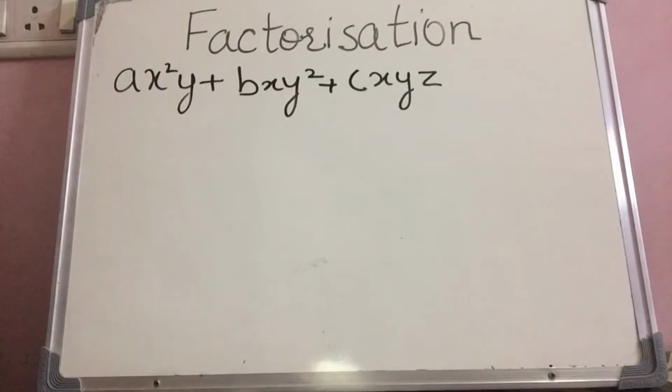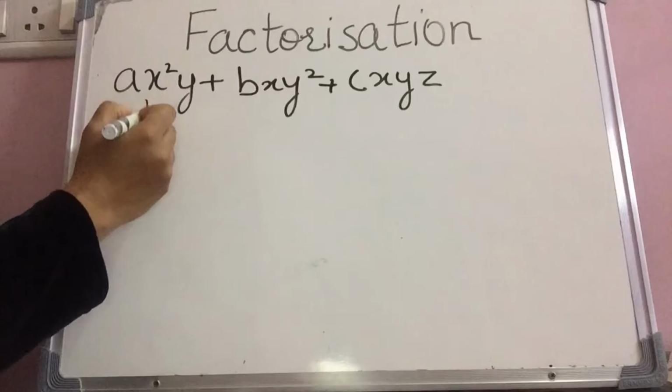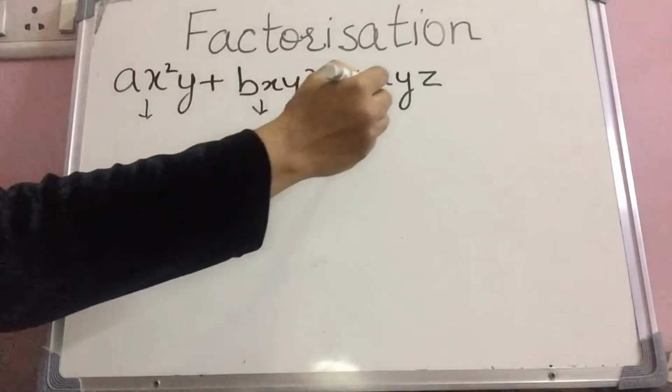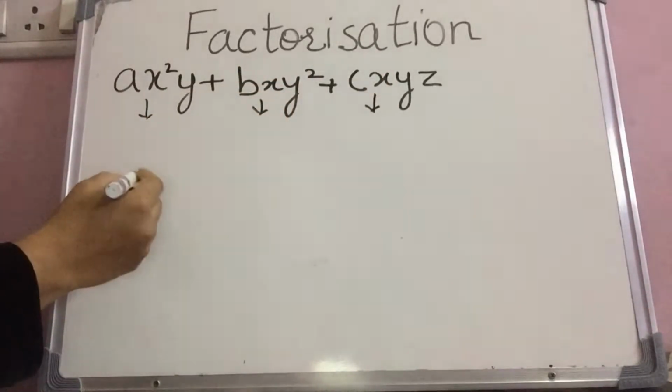This is the example to be factorized. We will do this by taking common, or we also call it the regrouping method. As I explained in my earlier video, we will write the factors of each term and then take common from that.